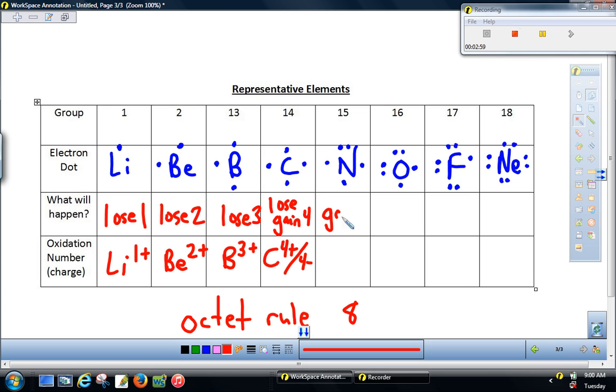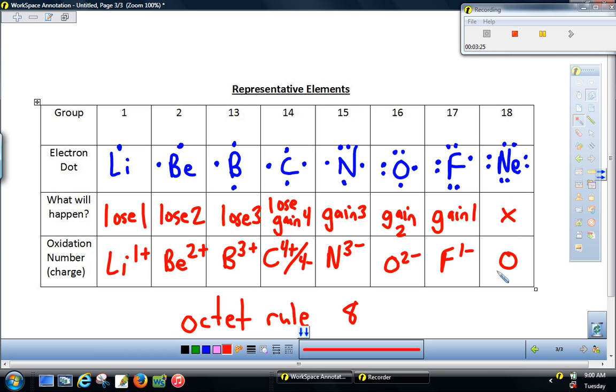Nitrogen has 5. It's easier for it to steal 3. And if you steal extra and add extra negative charges, that makes the ion negative. So nitrogen gets a -3 charge. Oxygen loves to steal as well. It loves to steal 2 electrons and become -2 charged. And fluorine, like all other halogens, very easily steals 1 electron from other atoms and gets a -1 charge.